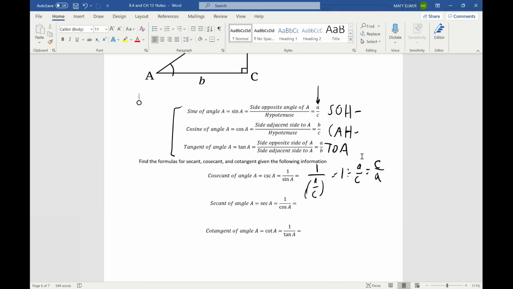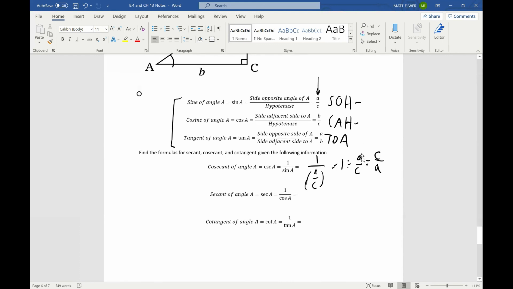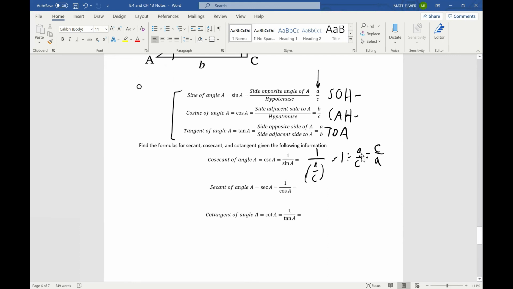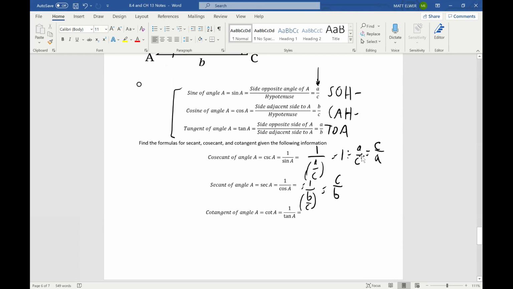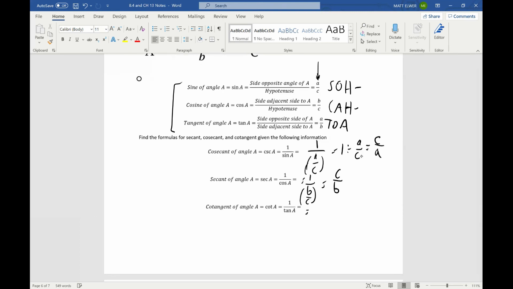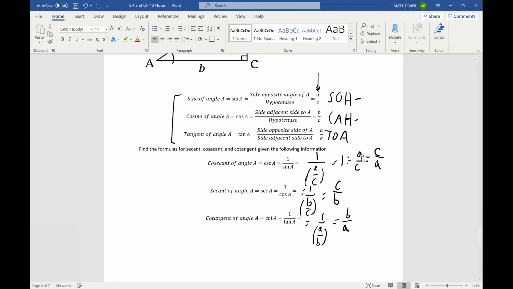Whenever we want the reciprocal of sine, cosine, or tangent, all we need to do is flip the two sides. So the secant of A is 1 over b over c, which is equal to c over b. And finally, the cotangent of angle A is just equal to 1 over a over b, which is equal to b over a.